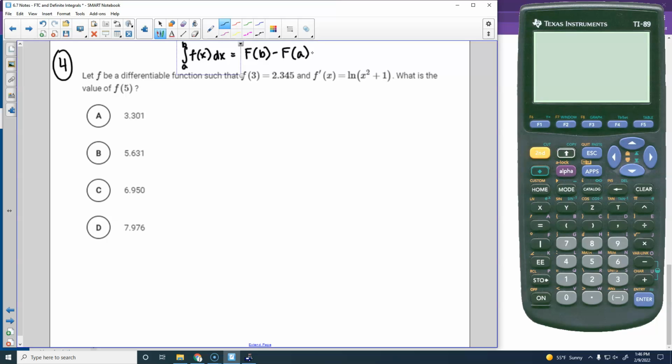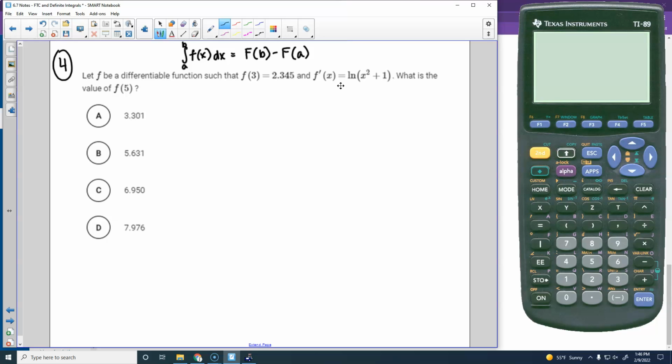So let f be a differentiable function such that f of 3 equals 2.345, f prime of x equals the natural log of x squared plus 1. What is the value of f of 5? Okay, so they've given us f of 3, and they want f of 5, but the equation they gave us was f prime. So we cannot figure out f of 5 using f prime just directly, right? We can't just plug 5 in. That's not going to work.